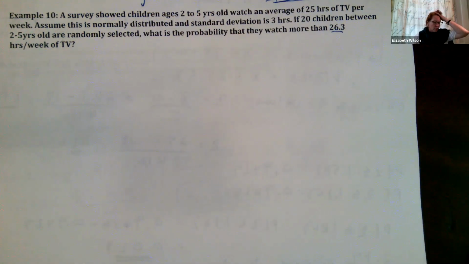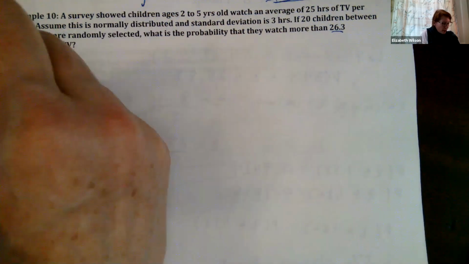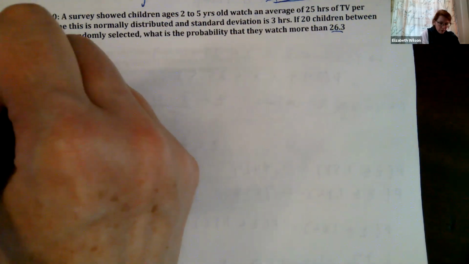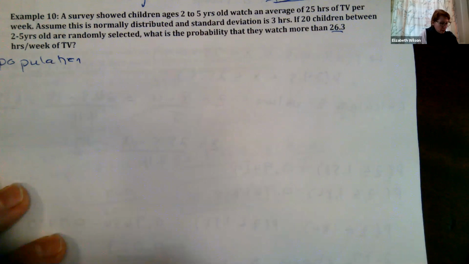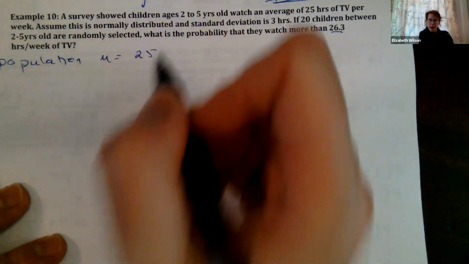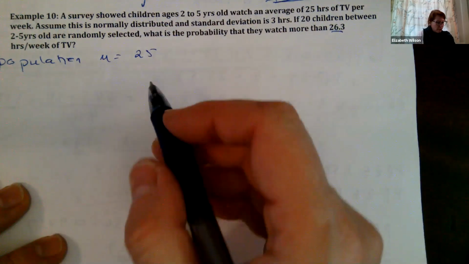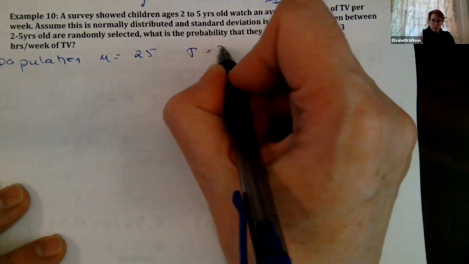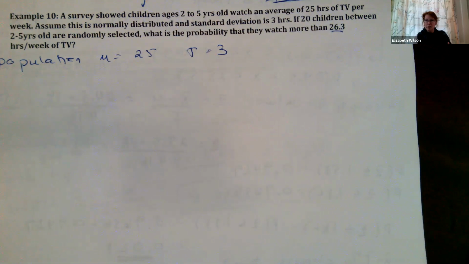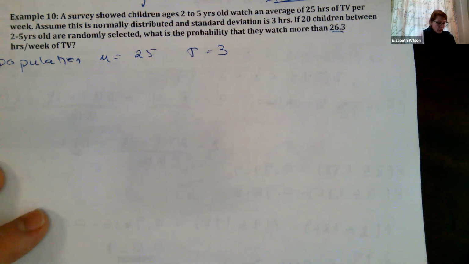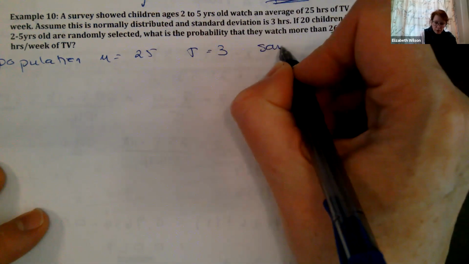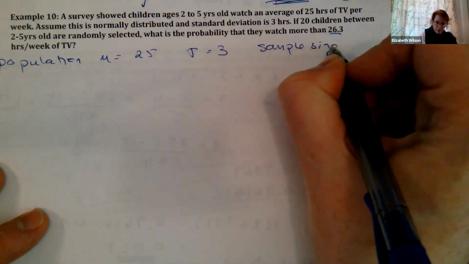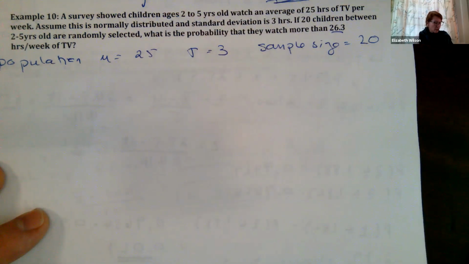Okay, so let's take a look. So I've got my population. My population mean, they said, was 25 hours of TV per week, right? So my mean is 25. My population standard deviation is equal to 3 hours. So I'm pulling things out of the question to put them into their spots. I'm taking notes as I'm reading this question. Okay, so then our sample size is equal to 20. So that's our n value.